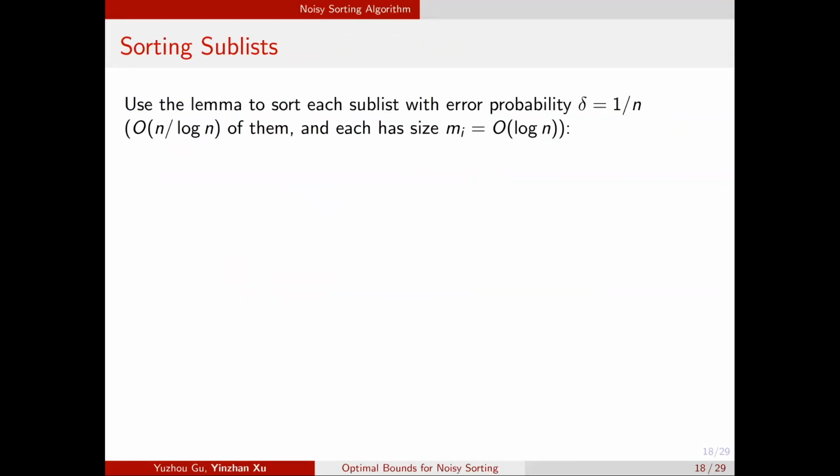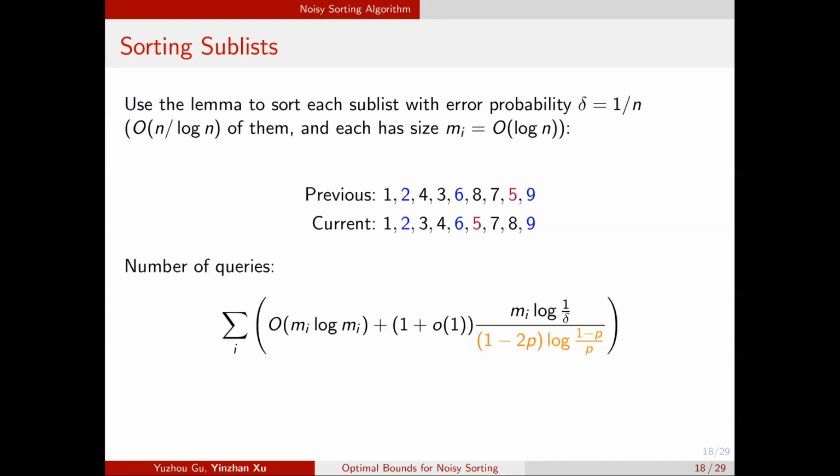So we use the lemma to sort each sublist with error probability 1 over n. Because the size of S is n over log n, there will be n over log n sublists. And on average, each sublist will have size log n. For simplicity, we just assume the sizes of all sublists are bounded by all of them. So after this step, all the sublists are sorted.